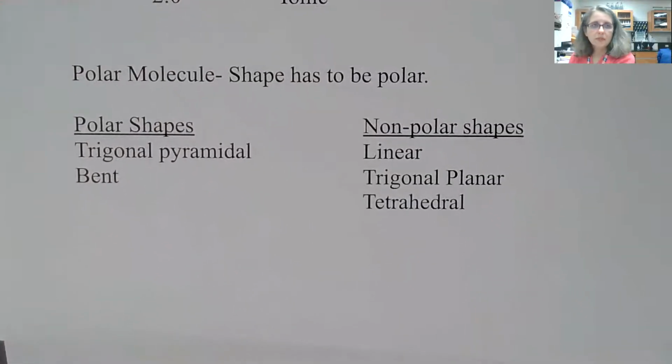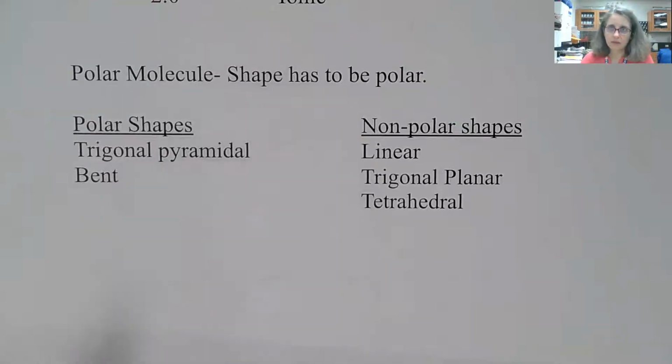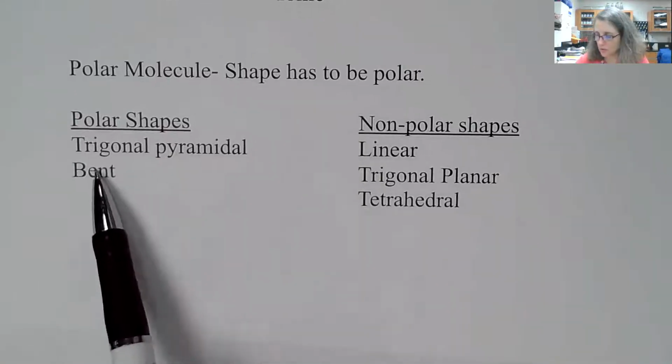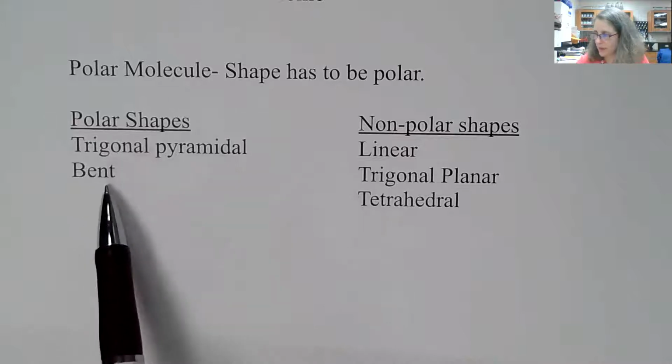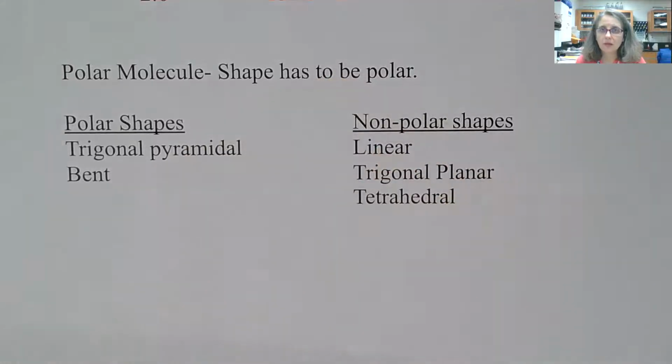Generally speaking, polar shapes are going to be the trigonal pyramidals and the bents, due to the fact that you have lone pairs on those two shapes. Trigonal pyramidal has one lone pair, and the bent shape has 2 lone pairs. That's how we differentiate the shapes. Non-polar shapes are going to be linear, trigonal planar, and tetrahedral.